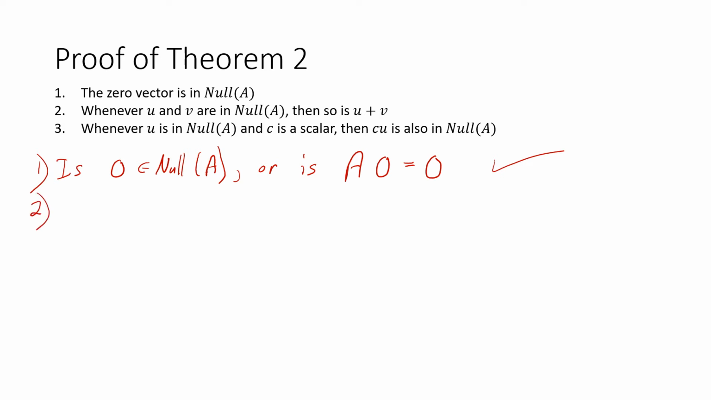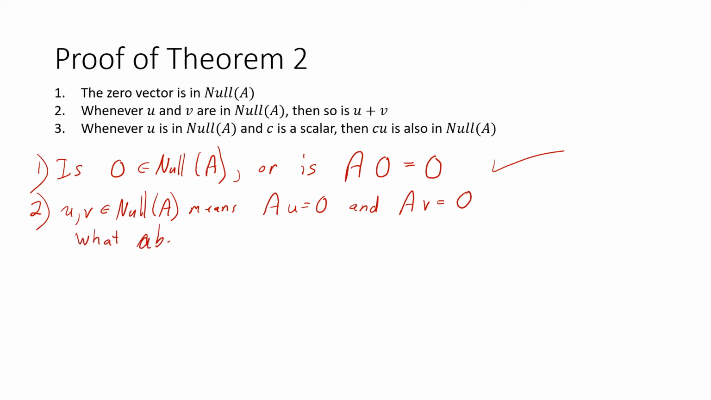Second one, if we have two elements, two vectors in the null space, then we have to show that the sum of them is also in the null space. So what does it mean to be in the null space? U and V in the null space of A means that A times U is equal to 0 and A times V equals 0. But what about A of U plus V?